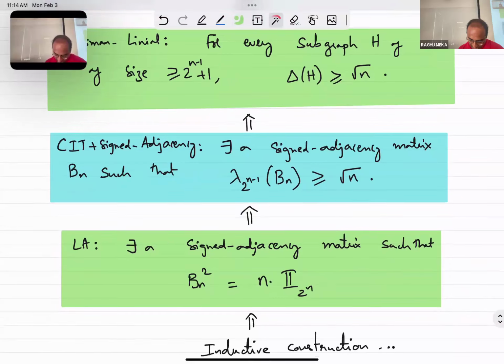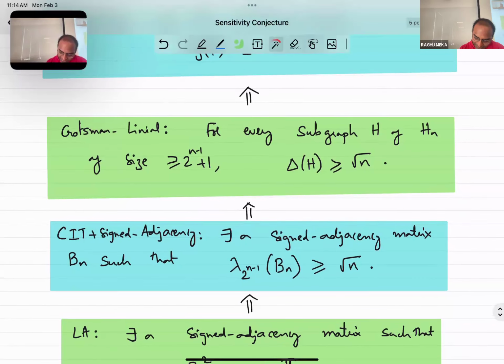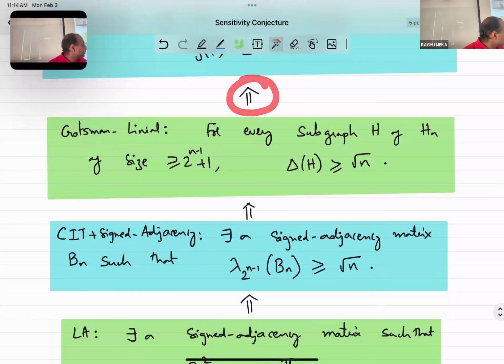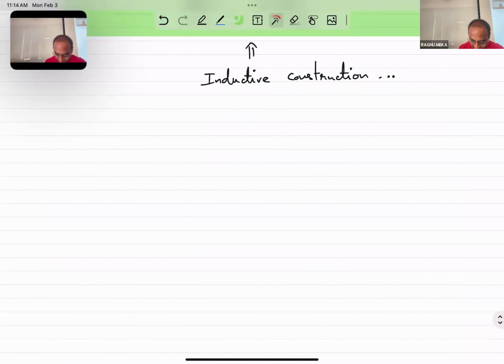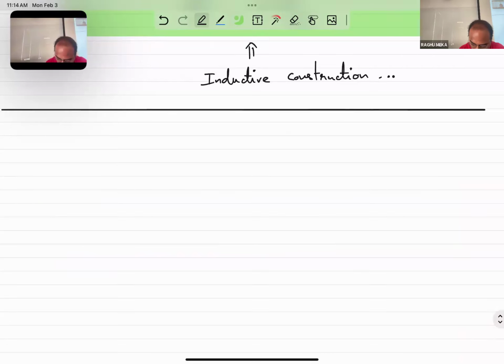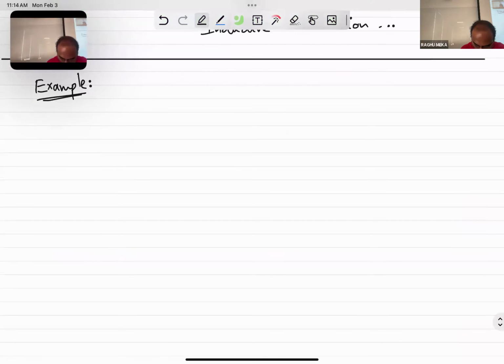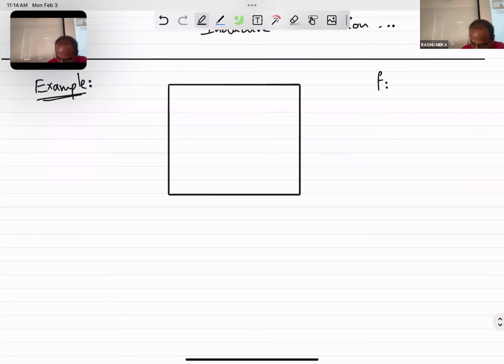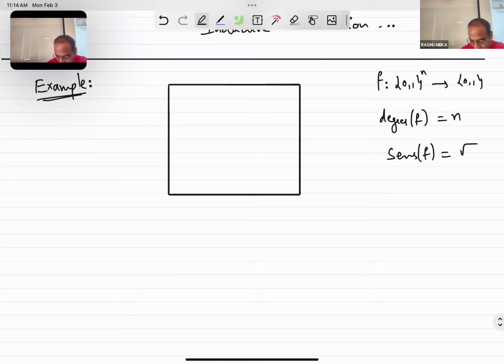So maybe, I don't know if I'll definitely do the proof of this step. It is interesting, but you need some Fourier analysis. So, yeah, let's do the example. Okay, so for the tightness of the sensitivity conjecture, I'm going to write down a function which has degree n, and the sensitivity is actually exactly root n. Okay.